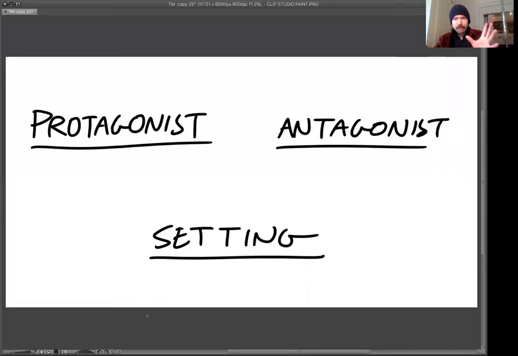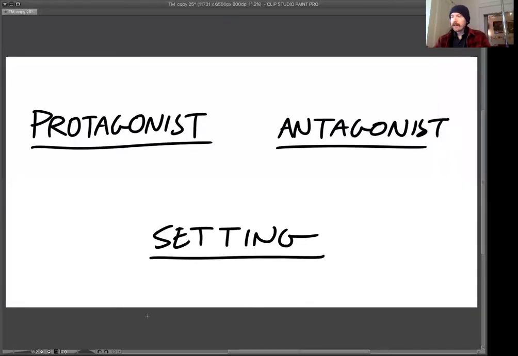I like to think of story the way you think of language. It's a method of communication. There's nouns and verbs, and the nouns of a story are pretty basic. And we're going to look at them right now. So when it comes to story, there's three main things.